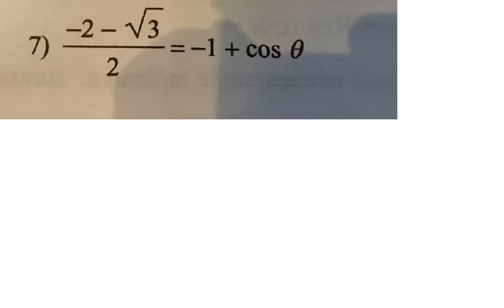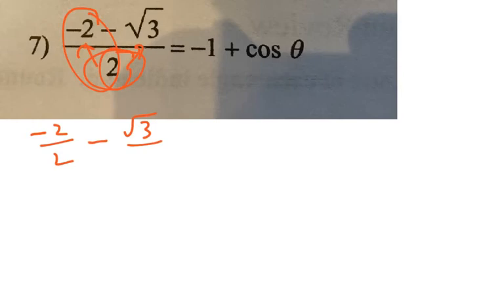So look at this one right here. Well, there are a couple ways to start this one, but you know what I'm going to do? I'm going to distribute this 2 here, divide it into both of them. Let's see what we get. Negative 2 divided by 2 here, minus square root 3 divided by 2 this way. All I did was divide by that 2, right? It still equals negative 1 plus cosine theta.